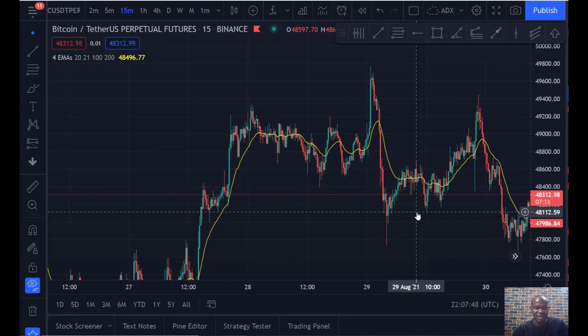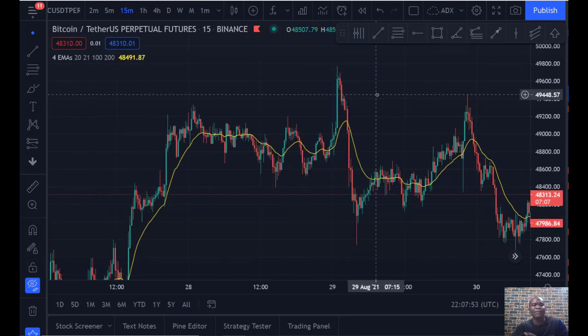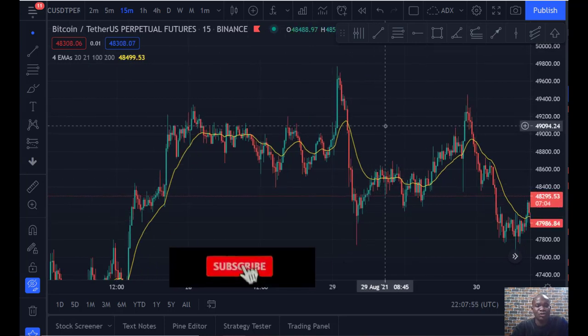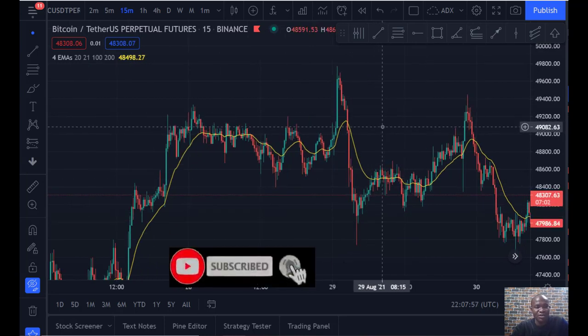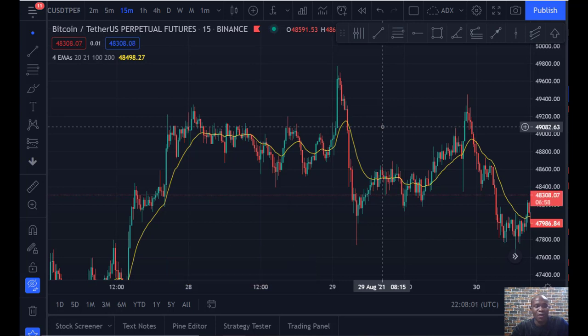Alright, so let's dive into the chart, guys. For us to be able to trade Bitcoin and make consistent money, we need to understand some basic tools, and we need to have our tools set up, just like every specialist, every professional has their tools in their field of endeavor.